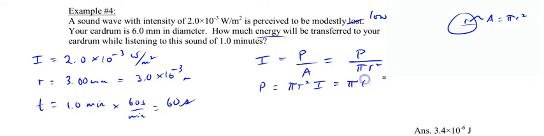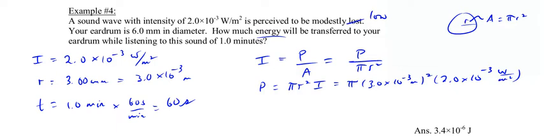So pi times r, which is 3 times 10 to the power of negative 3 meters, quantity squared, and then multiply by our intensity, which is 2.0 times 10 to the power of negative 3 watts per meter squared, which yields an answer of approximately 5.6 times 10 to the power of negative 8 watts, or you could say joules per second if you wish.